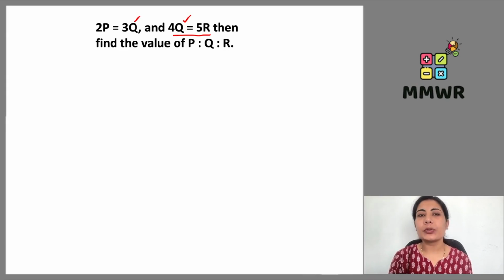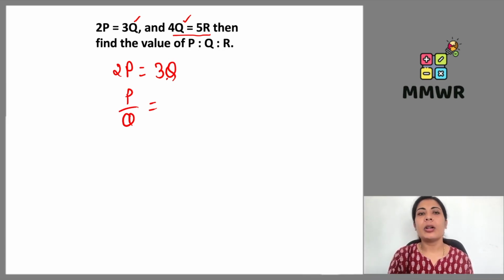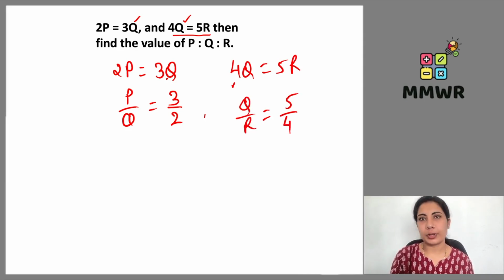So 2P is equal to 3Q. We have to get the ratio of what? 2P is equal to 3Q, which gives us, we can write this Q in the denominator of P. We will try to bring the variable to one side and the numbers, the constants, to the other side. Similarly, 4Q is equal to 5R, which is going to give us Q upon R, which will be 5 upon 4, right? Now, we have the value for Q, which is 2 here, and the value for Q, which is 5 in the second ratio, right?